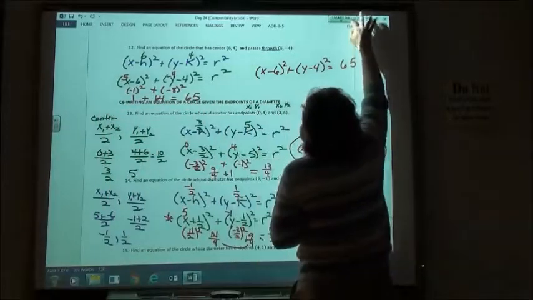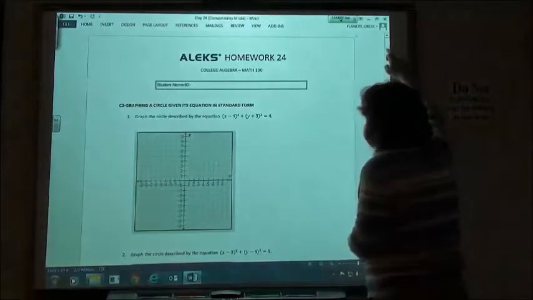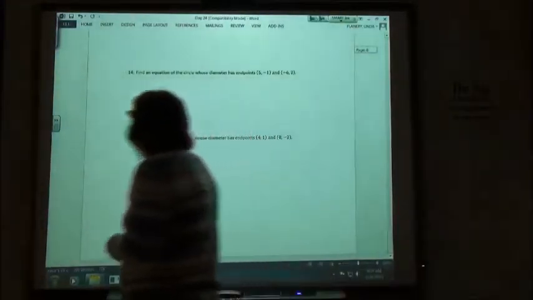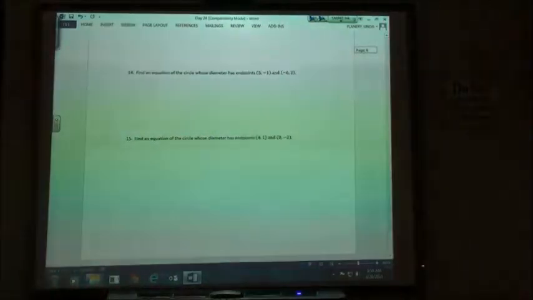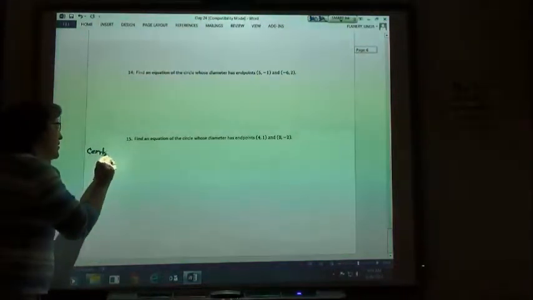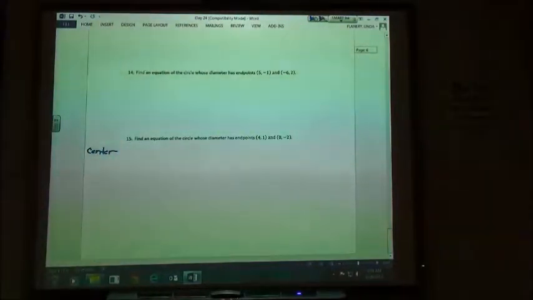All right, one more. So, we want to find the equation of the circle. The diameter has the endpoints 4, 1, and 0, -2. We're going to start by finding our center. How are we going to do that?